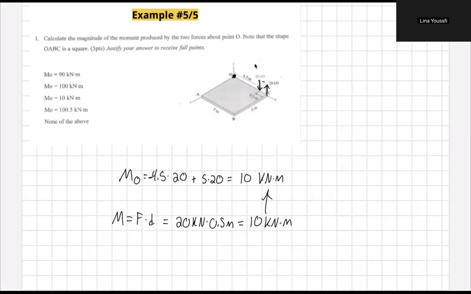The nice thing about this method is that if they ask us to find the moment about any point on this plane or on this 3D system, it would be the same. It's going to be that 10 kilonewton meters because they're a couple moment. So they could give us this point and we can call it Z. And no matter where Z is, it's still going to be 10 kilonewton meters. And they don't even need to give us the geometry of where it's located. So that makes it really convenient to solve complex problems.